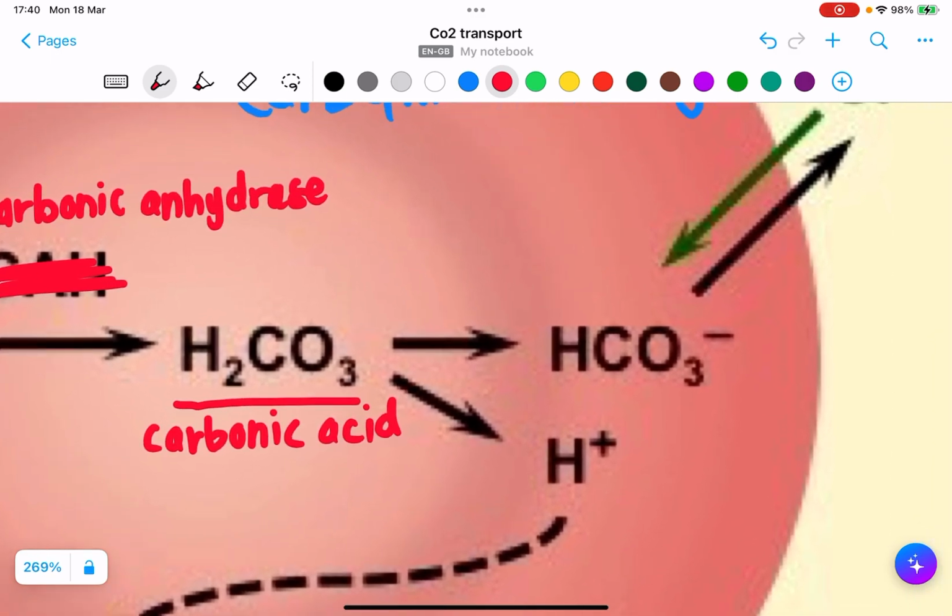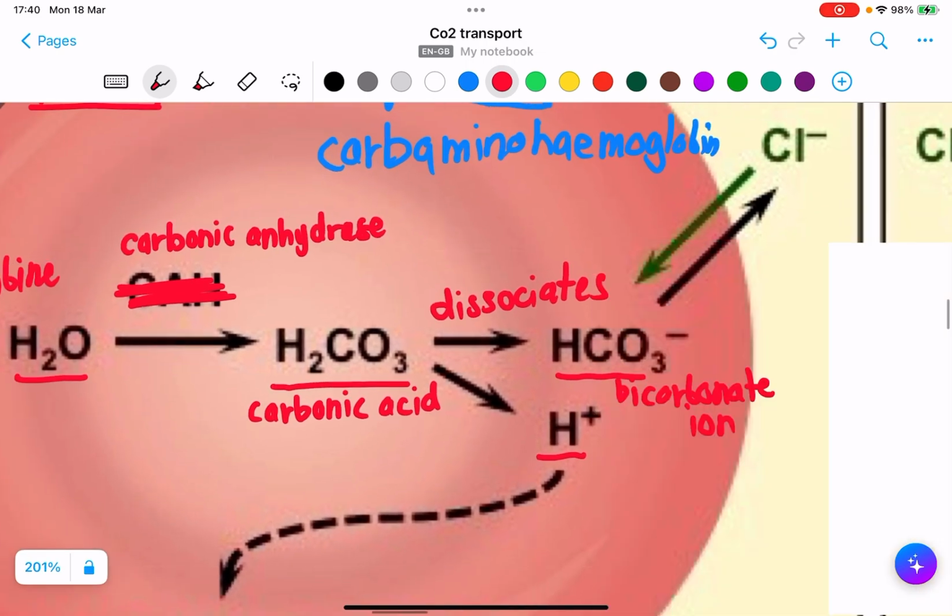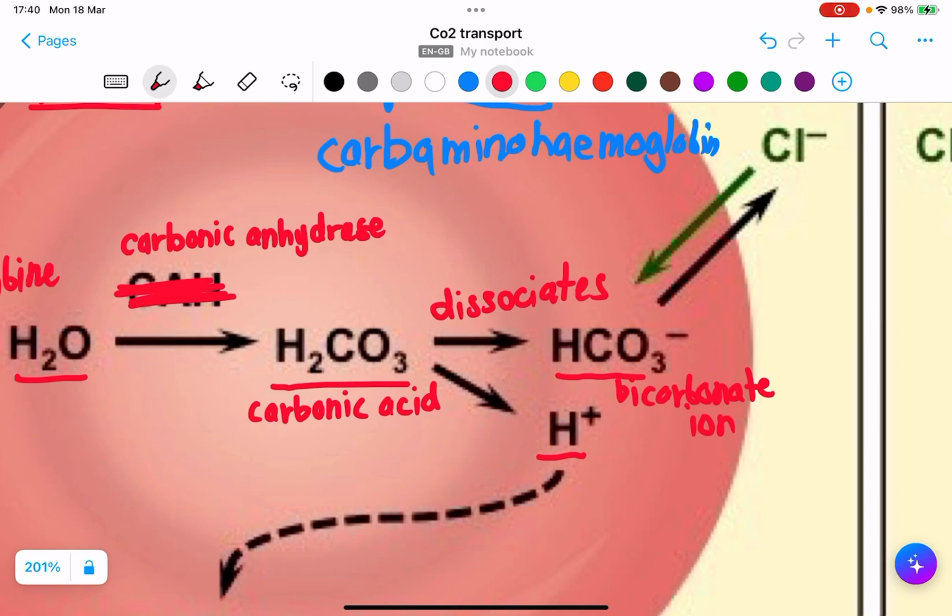So next, H2CO3 carbonic acid, dia basically pecah, dia break down. Kita kata dia dissociate to form HCO3 minus dengan hydrogen ion. HCO3 minus ni kita kata another name for it is bicarbonate ion. Okay, bicarbonate ion. So carbonic acid will dissociate to form bicarbonate ion and hydrogen ion. So ada dua benda setelah H2CO3 tu split, dia break.